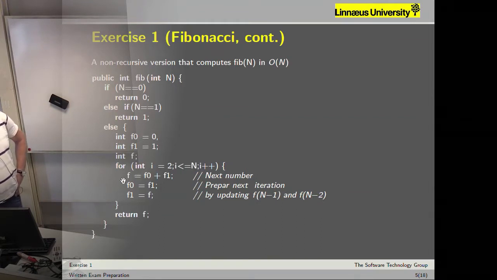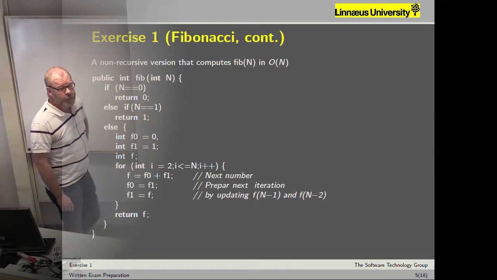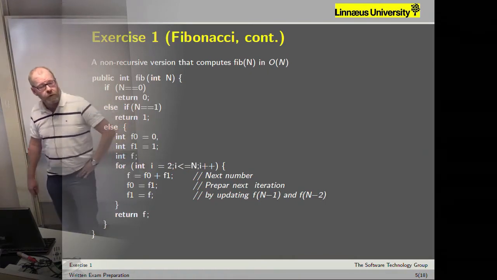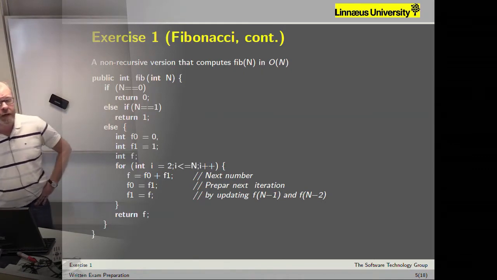We are computing the second number by adding these two values together, and then we are updating, saying that for the next iteration f0 will be f1 and f1 will have the new value, and then we are just computing it. So in each iteration we are computing a new Fibonacci number. Very simple, and it can be done efficiently. Any problems with this one?